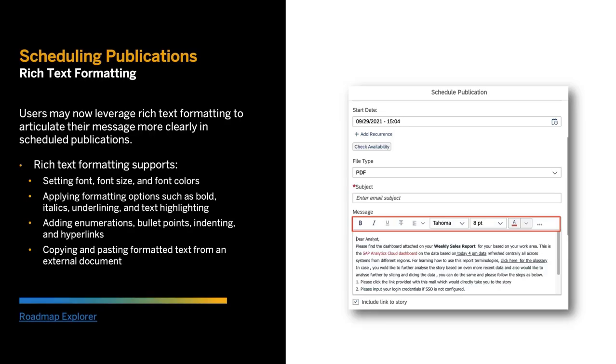Let me move on from here to introduce you to the second exciting enhancement on scheduling publications. Until now, the publication email's message body was with default text format with no formatting options available. With 2021 Q4 QRC, we are introducing rich text formatting options to your publication emails so that your schedule owner can draft emails with some of the most widely used formatting options.